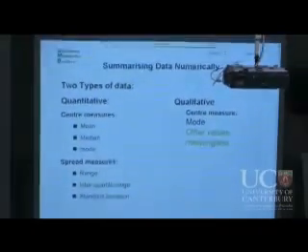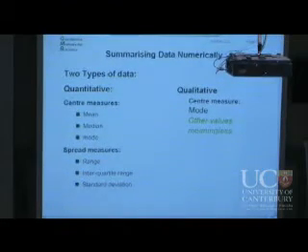Quantitative is things where you can measure, like age, because you can measure your age, and qualitative are things which are like categories. What's your opinion of this course? What's your favourite sport? What did you have for breakfast? What eye colour do you have? Those sorts of measurements.